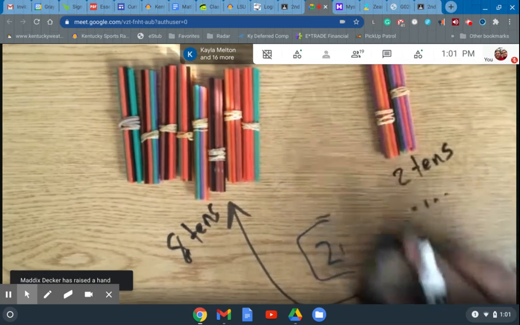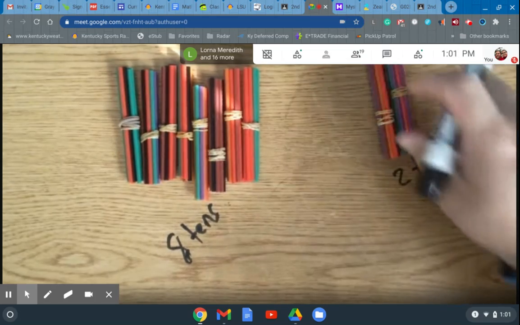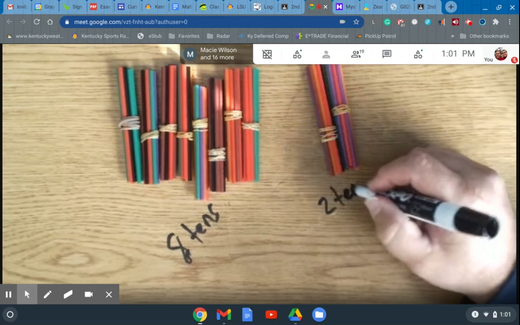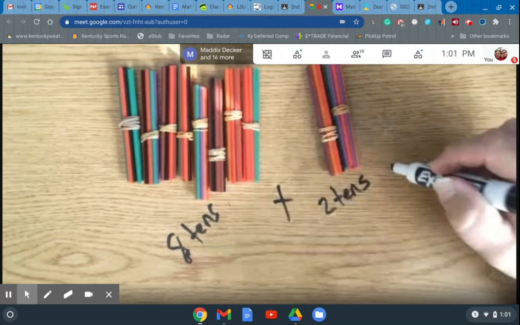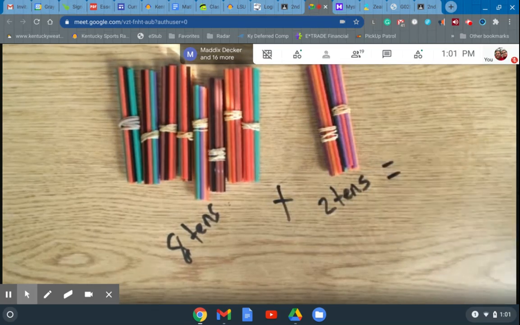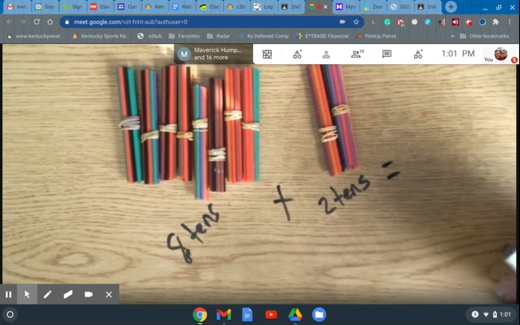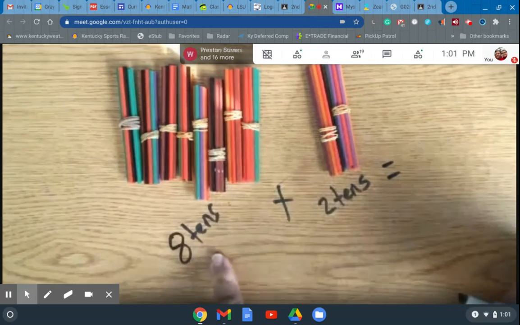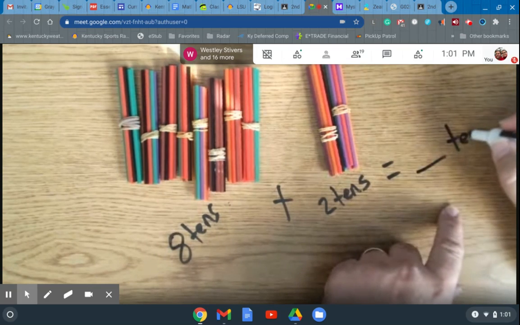Okay, so I'm gonna take this away. Okay. Move these a little bit closer because I'm running out of screen for you. If I add them together, 8 tens plus 2 tens equals how many tens? Who can tell me that? I know Callie can, but let's see who else can tell me. 8 tens, I'm going to make this 8 look a little bit better. 8 tens plus 2 tens equals how many tens?